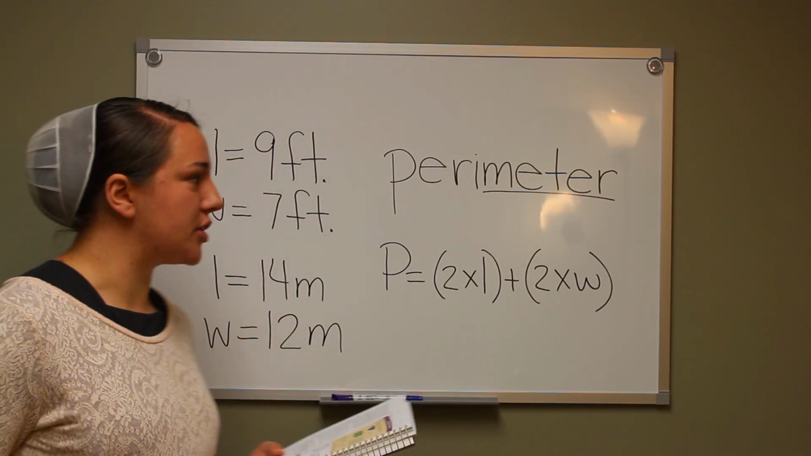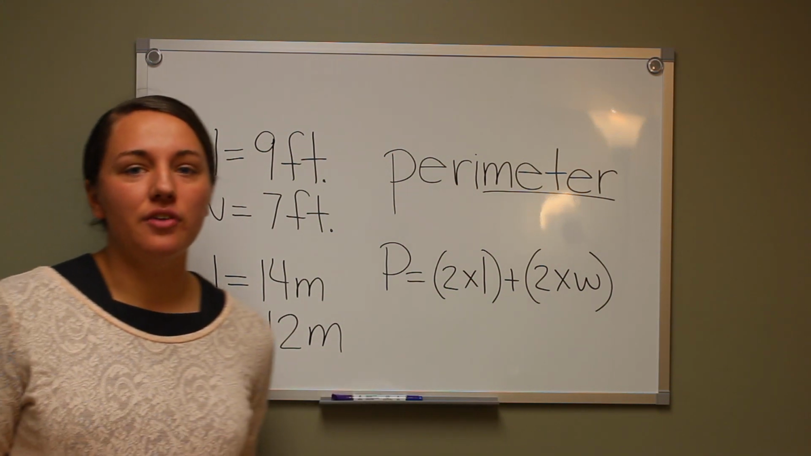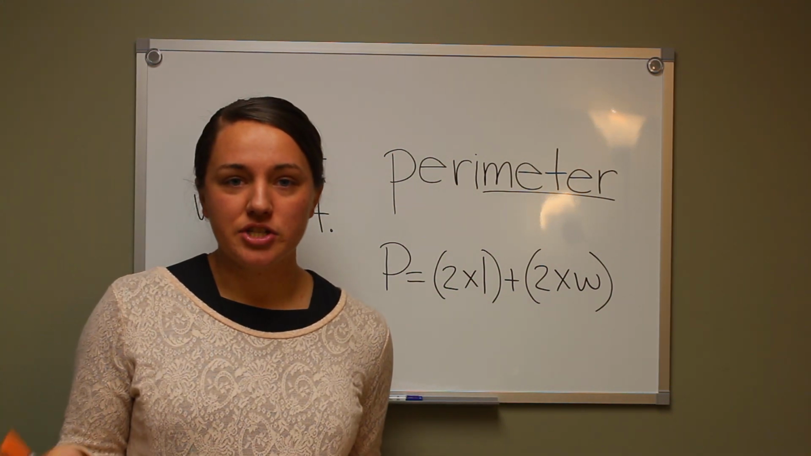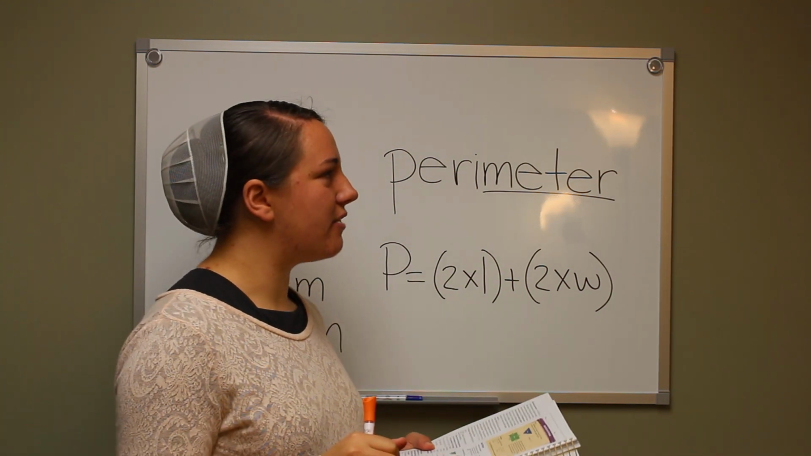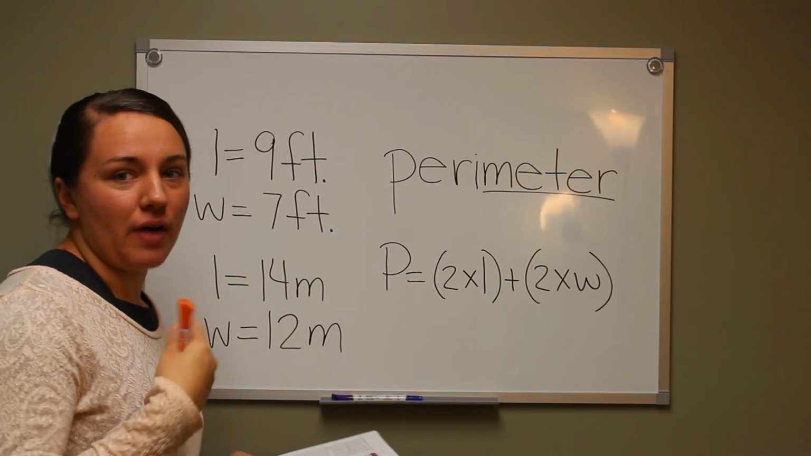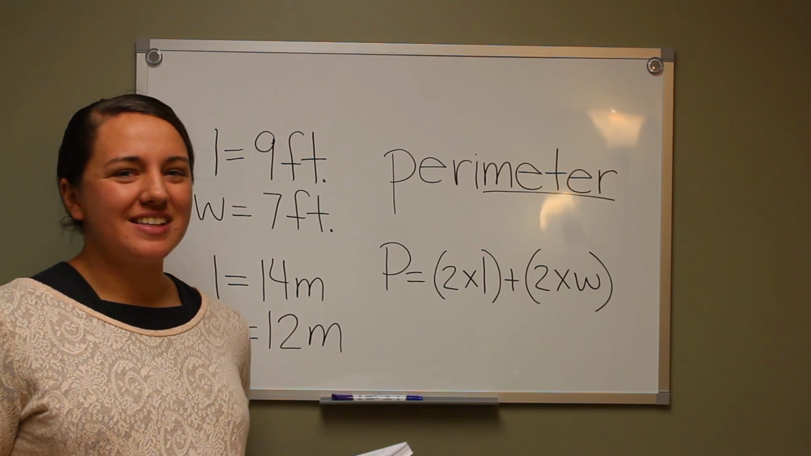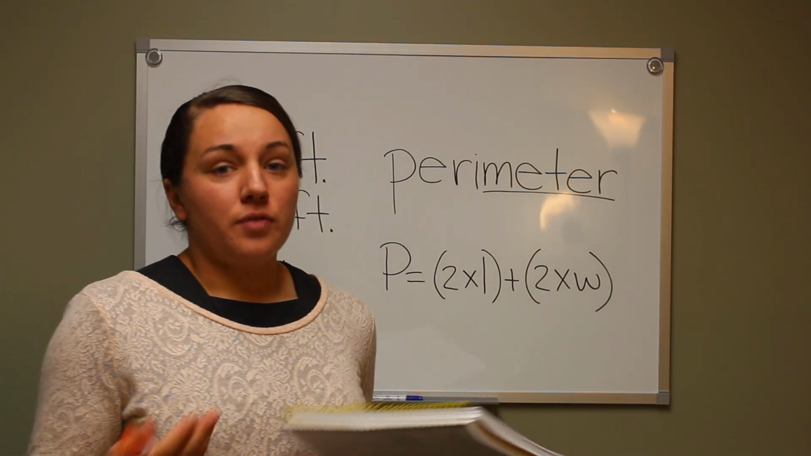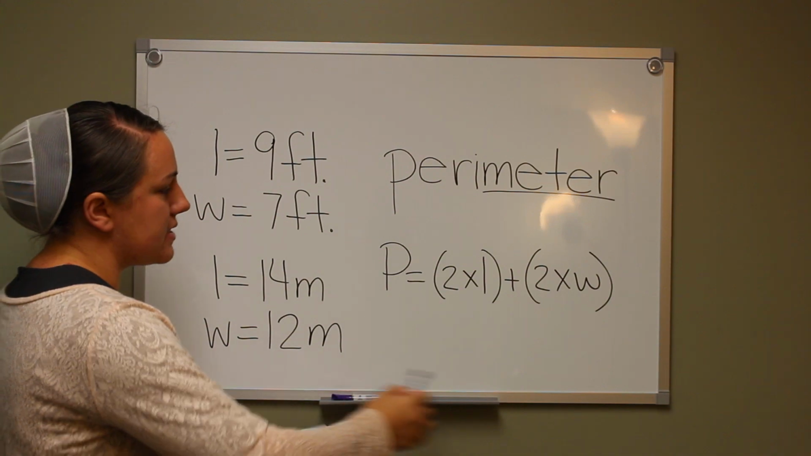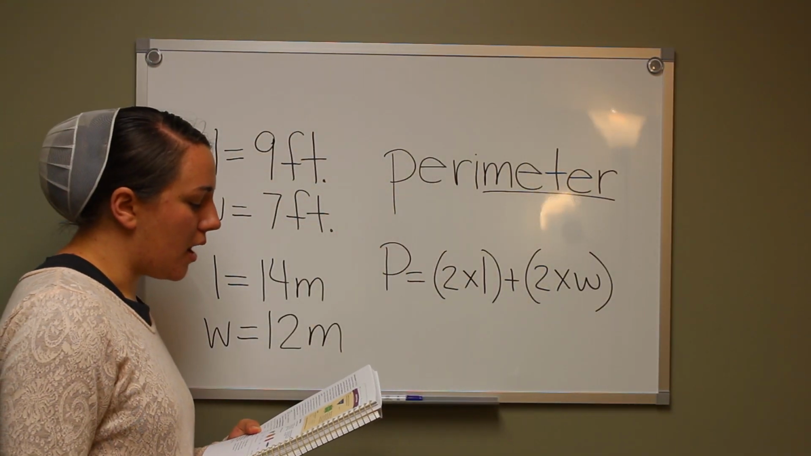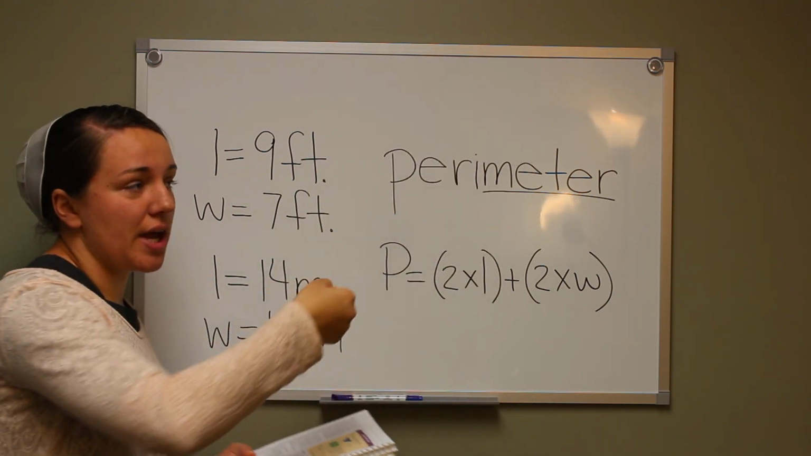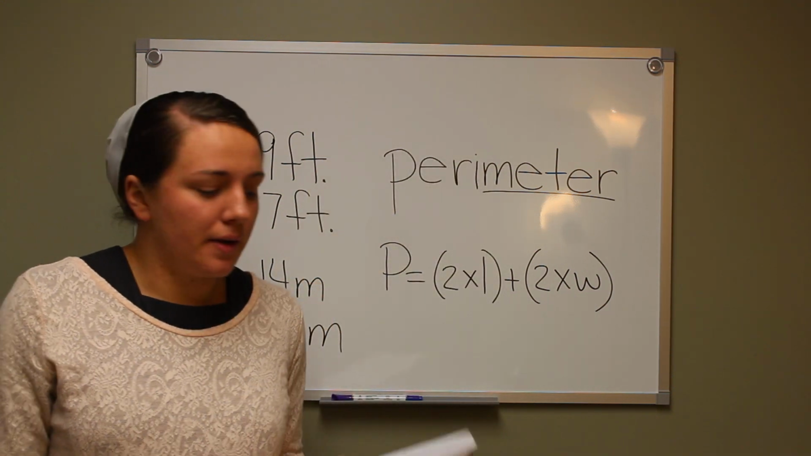Perimeter measures the length around a polygon. Now, do you remember what a polygon is? If you have the shape of a rectangle, a good example for right now would be this dry erase board, which is the shape of a rectangle. That is also a polygon.